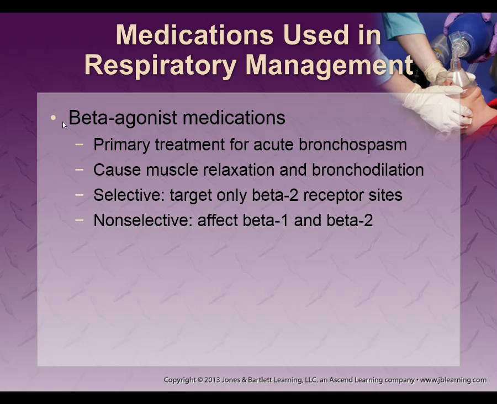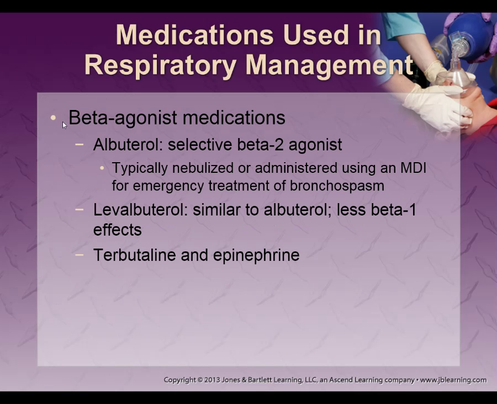Medications used in respiratory management. So we talked a little bit about beta 1 and beta 2 blockers, but we'll talk a little bit more. Primary treatment is for someone with an asthma attack or other bronchodilation issues, COPD. What beta agonist medications do is they target some beta 2, some beta 1 and 2 receptors, and they relax the bronchospasms and that shortness of breath related to COPD or an asthma attack. It allows the muscles in the bronchus to relax and gives better and smoother breathing.